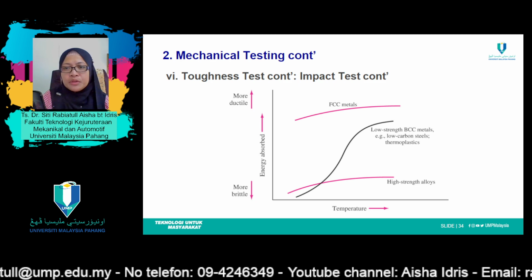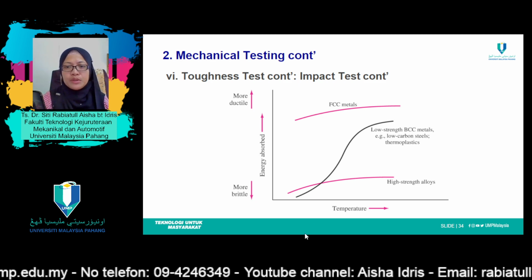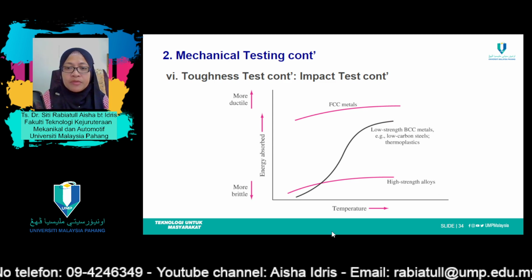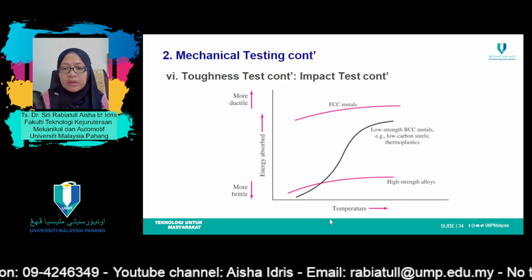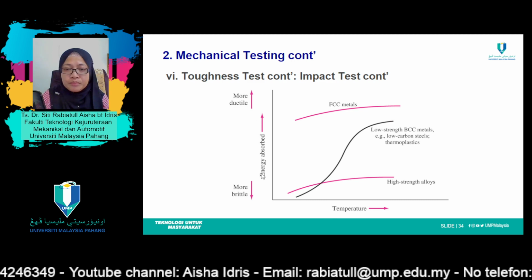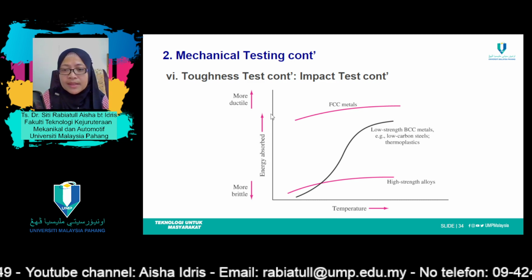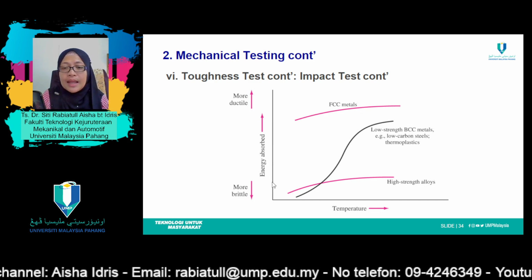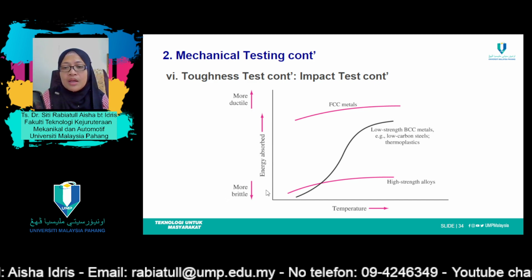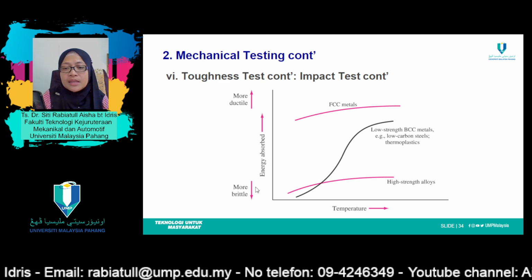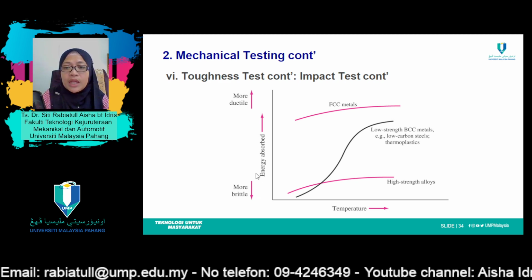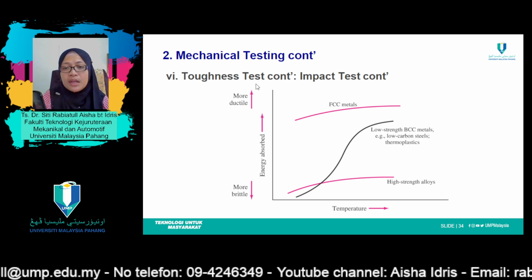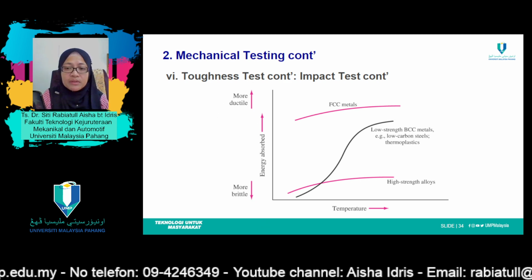After the toughness test, we should be able to get the impact test result. Just now, we should be able to get this type of graph. If you refer to this graph over here, to the y-axis there, if the energy absorbed is lesser, then the material can be classified as brittle. However, if the energy absorbed is higher, then the material is classified as ductile material.